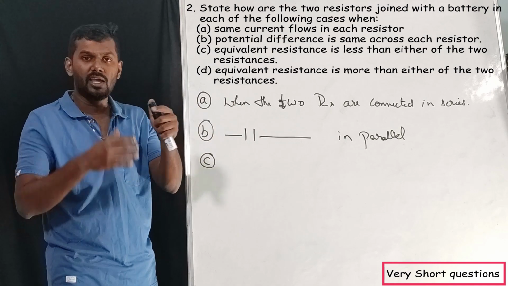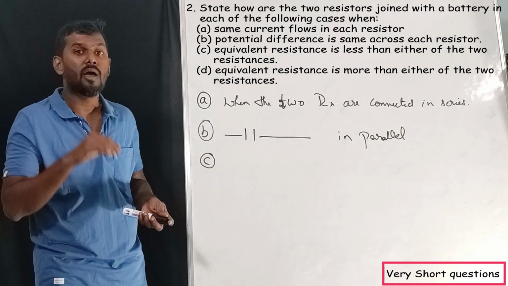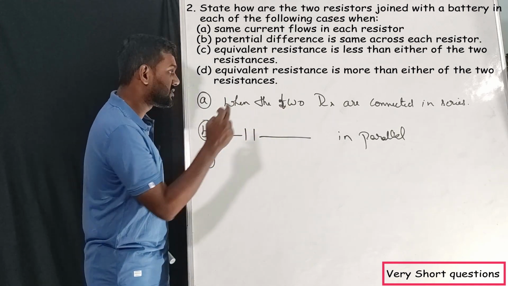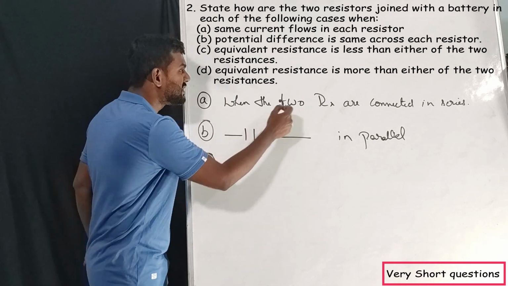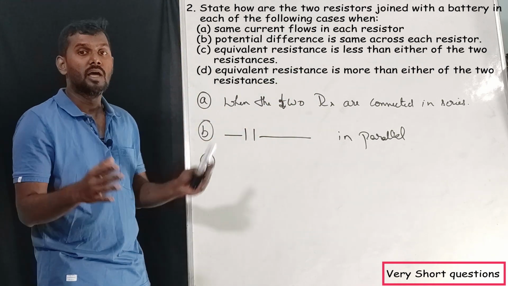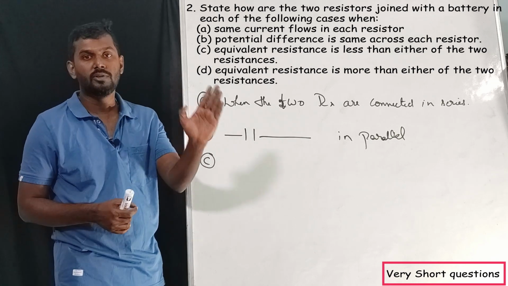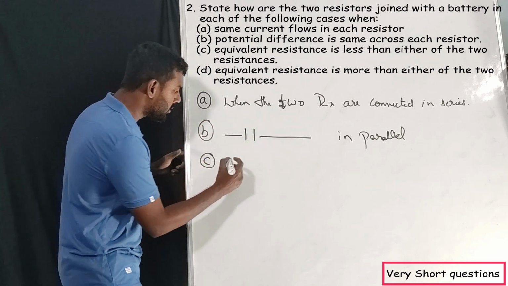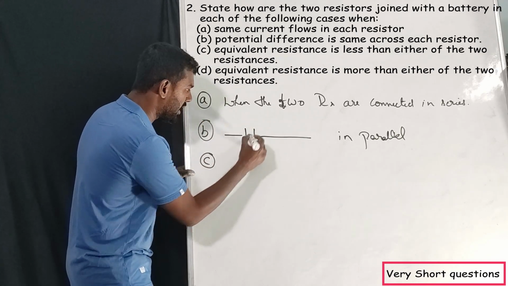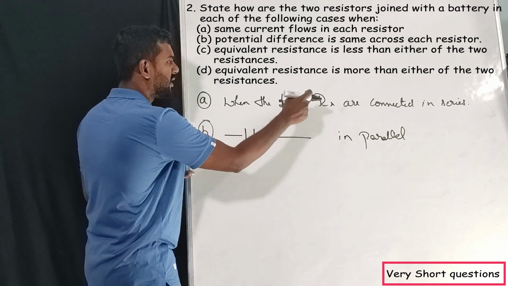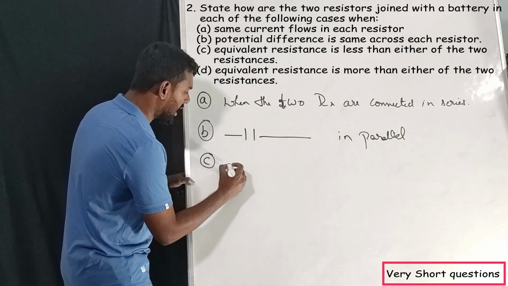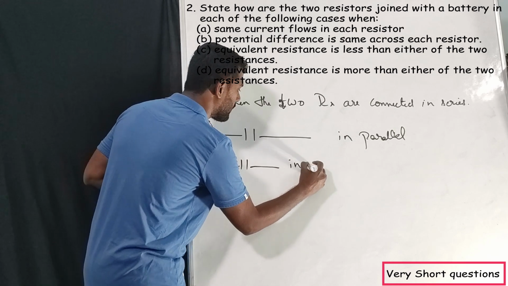Either one of the resistances, so less than 2 ohm. When the two resistors are connected in parallel, the total resistance will be less compared to either one of the resistors. Assume the two resistors, the answer is the same: when the two resistors are connected in parallel is the answer for this one.